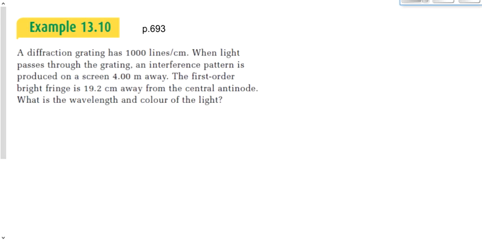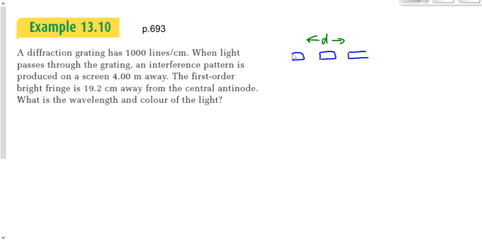Last example for the day on page 693 says, a diffraction grating has 1,000 lines per centimeter. What does that mean? Well, this is a diffraction grating where you have 2 openings, right? We also call that a double slit experiment. Specifically, it's sometimes called Young's double slit experiment, named after a guy named Thomas Young who did this experiment first. 2 slits, diffraction grating, whatever, right? The distance between those slits is, of course, called little d.